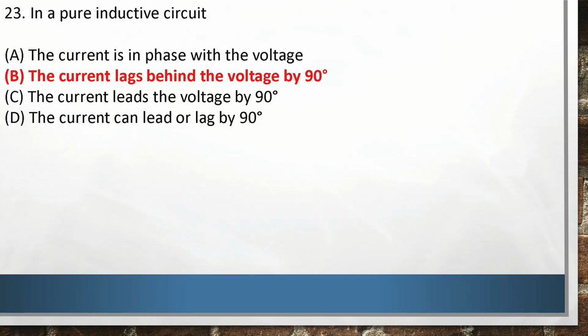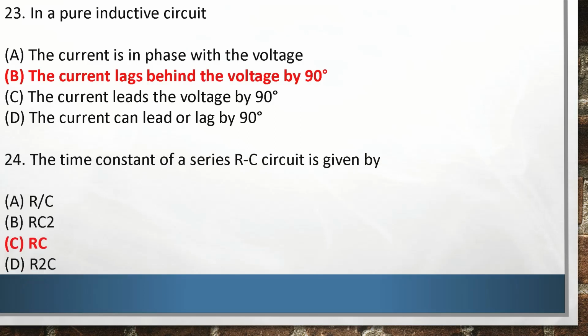23. In a pure inductive circuit: A, the current is in phase with the voltage; B, the current lags behind the voltage by 90 degree; C, the current leads the voltage by 90 degree; D, the current can lead or lag by 90 degree. And the answer is B, the current lags behind the voltage by 90 degree.